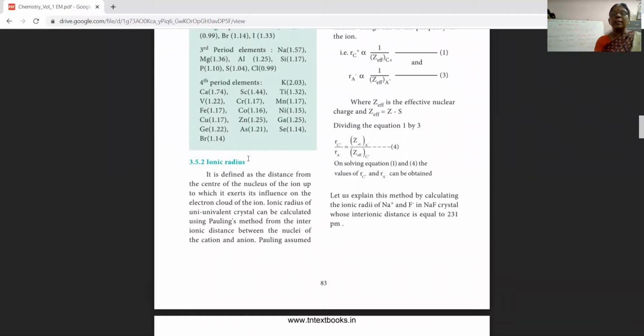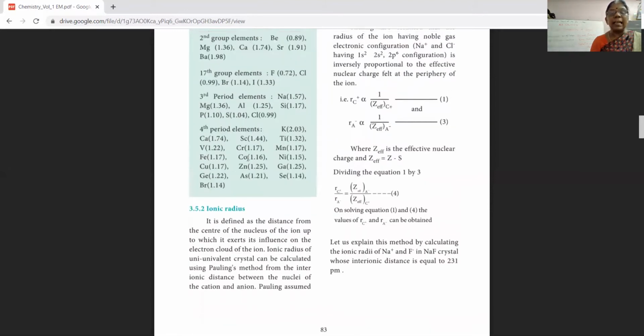Next is ionic radius. Ionic radius and atomic radius are more or less the same; in the place of atom, you are going to substitute ion. That is, it is defined as the distance from the center of the nucleus of the ion up to which it exerts its influence on the electron cloud of the ion. Ionic radius of a univalent crystal can be calculated using Pauling's method from the inter-ionic distance between the nuclei of the cation and the anion.